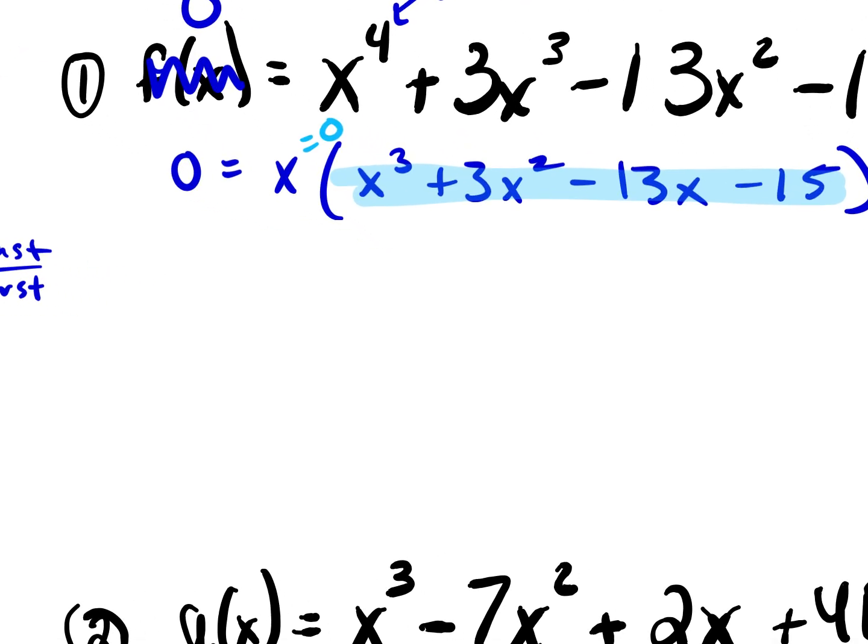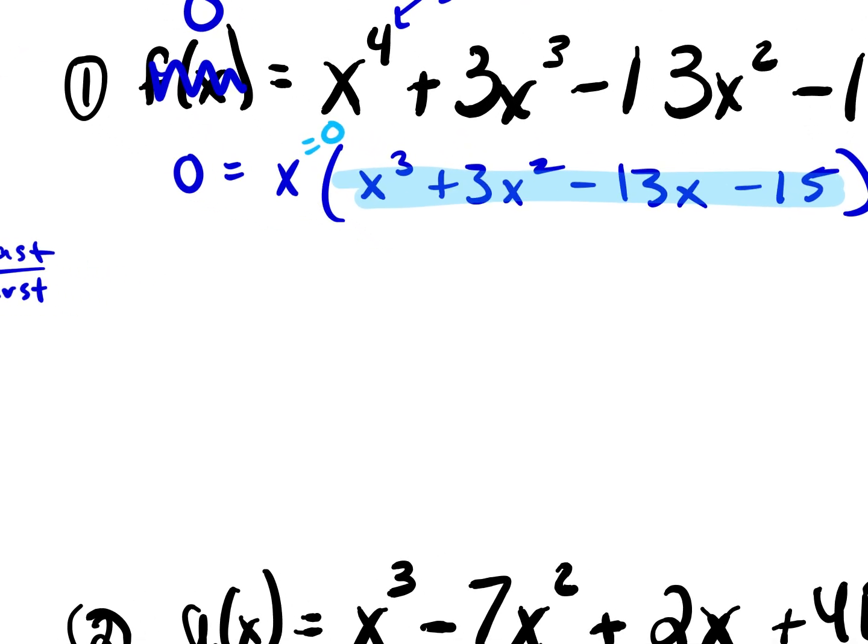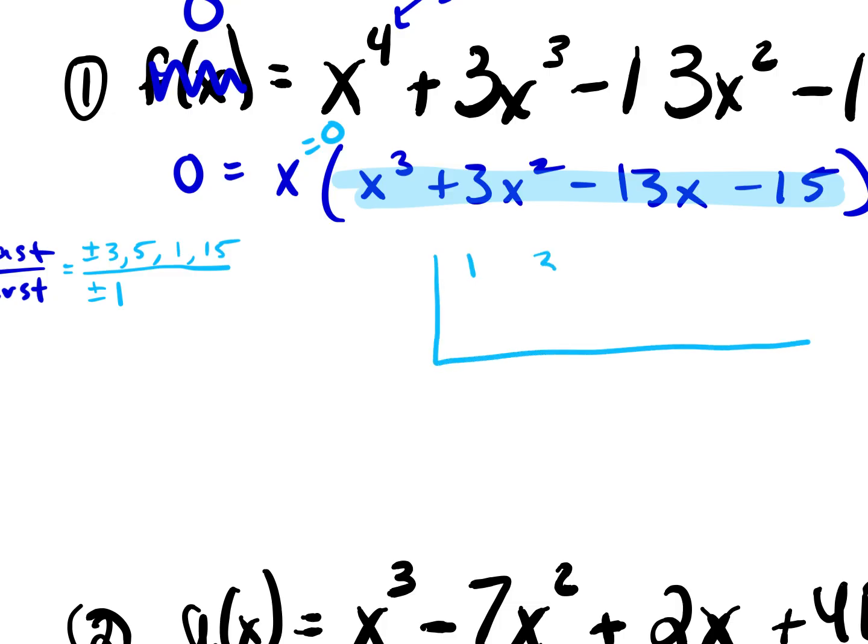Now we're doing last over first with whatever's inside of our parentheses. What are factors of our last term? 3 and 5, so plus or minus 3 and 5. What else? 1 and 15. Anything else? Nope. Over factors of our first, which are what? Just plus or minus 1. So inside of my parentheses, I have 1, 3, negative 13, and negative 15. Not missing any terms, so we're good to go. We don't need to put any zeros in there.